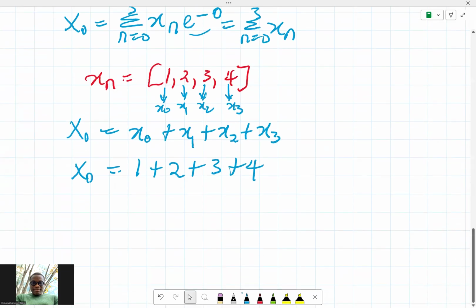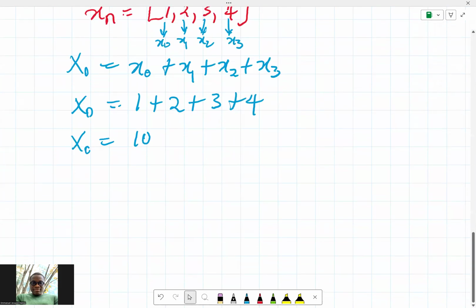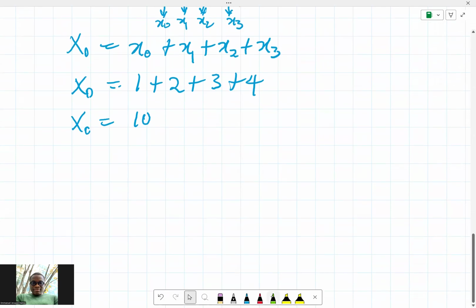And the smart way to add from 1 to any number is take the last number, multiply by the next number after it, and divide by 2. That's 4 times 5, 20 divided by 2, 10. Although this is easy to do, 1 plus 2, 3, 3 plus 3, 6, plus 4, 10. So x naught is 10 in short. That's taken care of. So we go for the next one.